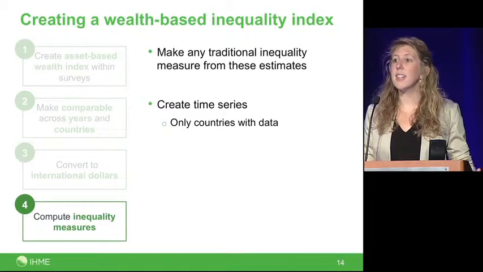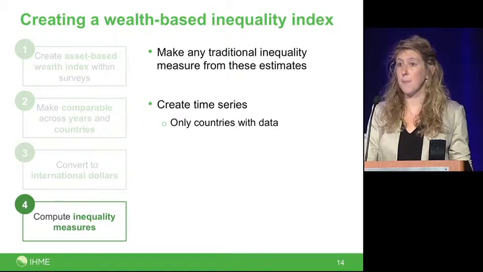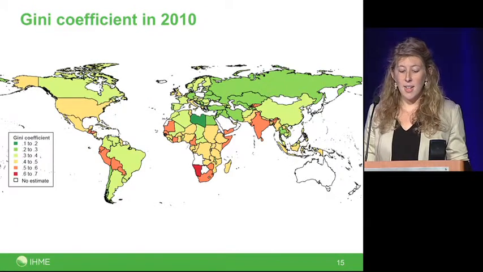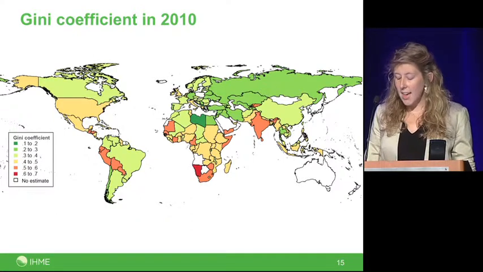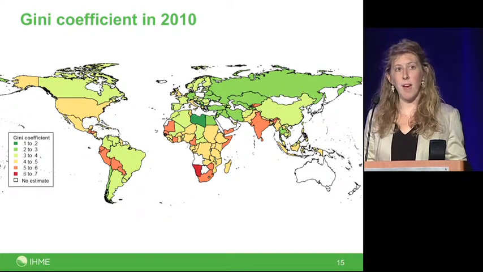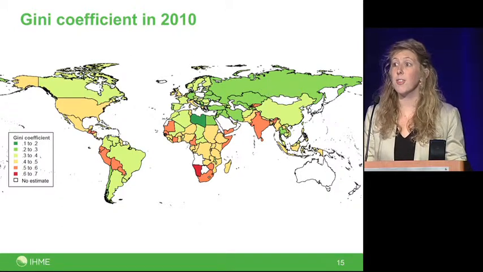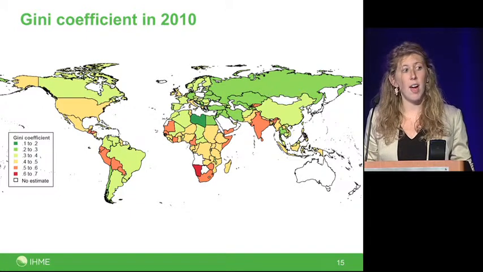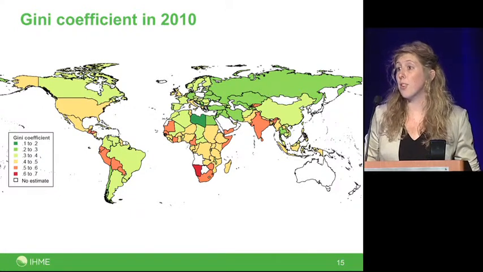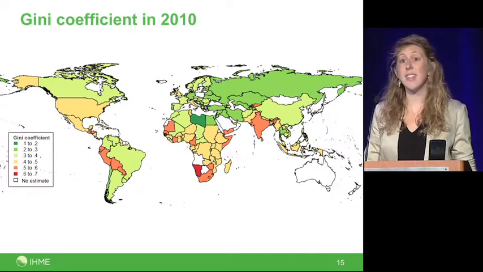We finally created a time series, but we only used countries for which we had data because we wanted our estimates to be empirically based. What results is a picture of inequality worldwide that's pictured here. We see the highest levels of inequality in Namibia, South Africa, Bolivia, and Peru, and the lowest levels in Palestine, Ukraine, Uzbekistan, and Belarus. You'll notice that we do still have gaps where either we have not yet prepared or have not yet identified surveys that are both nationally representative and contain the information that we need, but we hope to address that with future work.